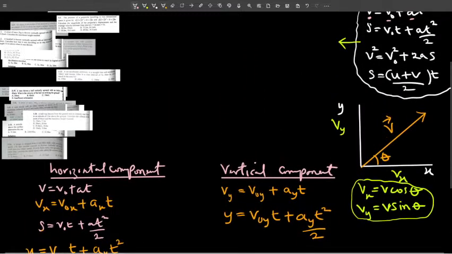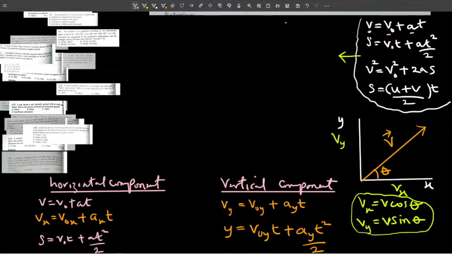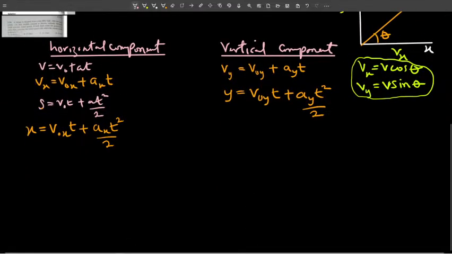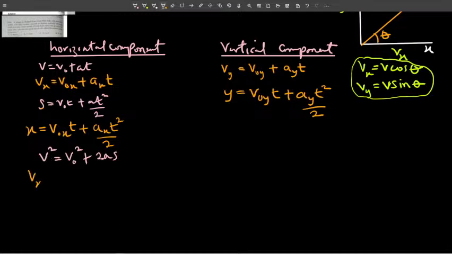The next formula we have is v square equals v naught square plus 2as. Let me write it up here. I have v square equals v naught square plus 2as. Let's write this again in terms of x and y components, shall we? So this v here in the x component will become vx. So vx square equals this v naught in x component, which will become v naught x square, plus 2 a in the x component will become ax, then s will become what?